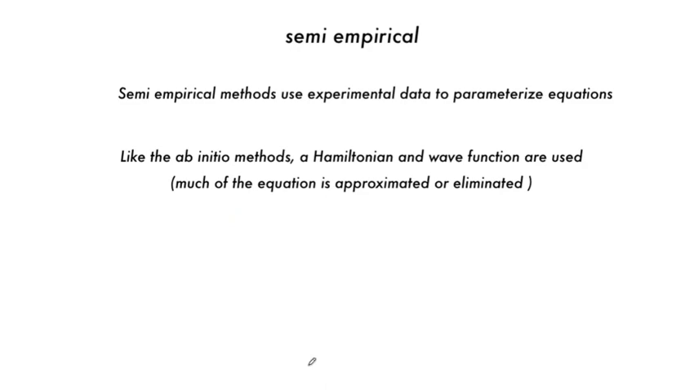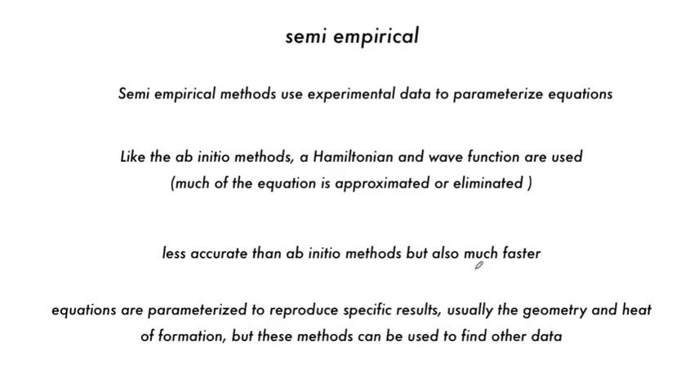Semiempirical systems just try to take experimental values and parameterize the calculation based on those. So it's less accurate than ab initio methods, but also much faster. So equations are parameterized to reproduce specific results, usually the geometry and heat of formation, but these methods can be used to find other data.